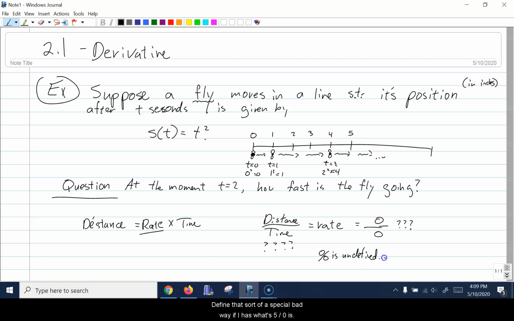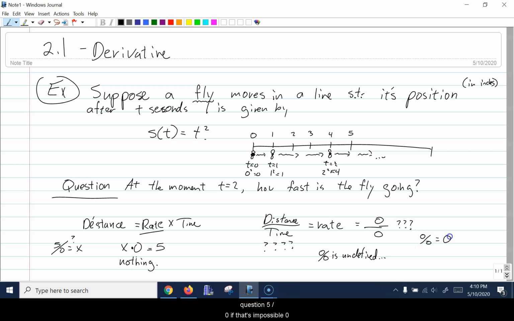And it's undefined in a special bad way. If I ask what 5 divided by 0 is, what I'm really asking is what is the number that when I multiply it by 0 gives me 5? And the answer is nothing. You can't multiply anything by 0 and get 5, so the answer to the question 5 divided by 0 is that it's impossible. 0 divided by 0 is different.